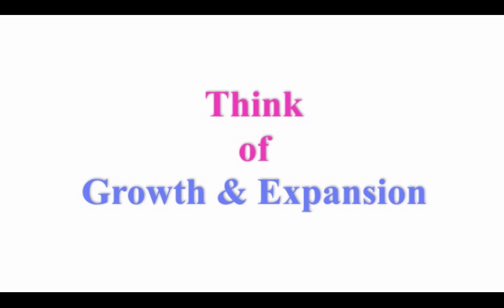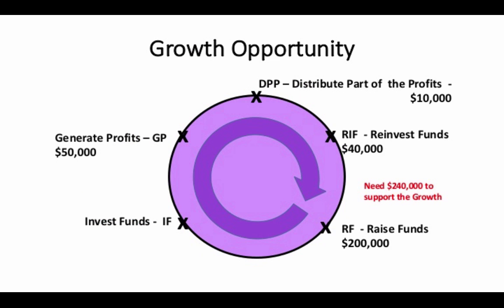You realized the growth opportunity and decided to expand the seating capacity of the restaurant from 60 to 80 people. To expand the capacity, you need $240,000. That includes kitchen, building, furniture, working capital, etc. You have $40,000 retained from the profits and you are able to borrow $200,000 from the bank.